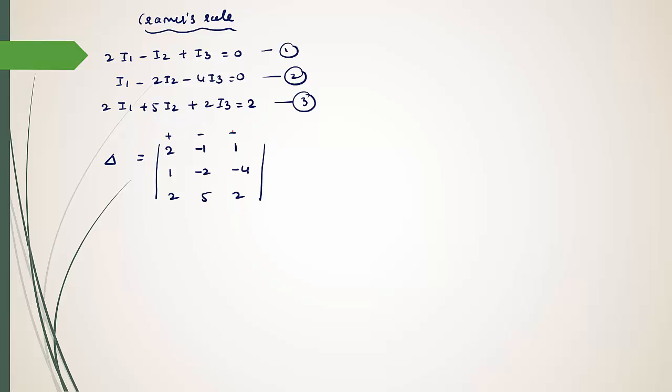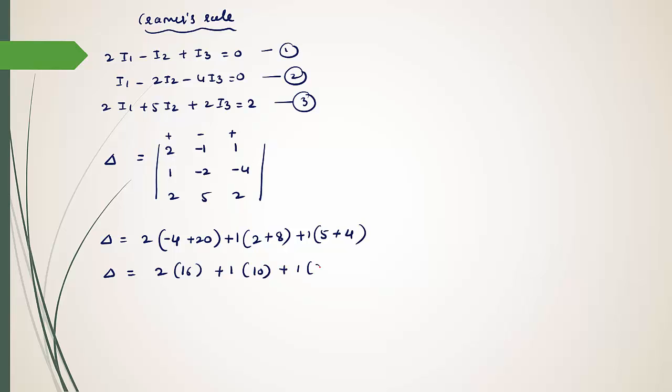So plus, minus, plus. Delta equal to, first we take 2: 2 into 2, 2s are 4, minus 4. 5 4s are 20, minus into minus will be plus 20. Then minus into minus will be plus 1. Now we consider these 2 points: 2 1s are 2, minus into minus will be plus, 4 2s are 8. Then plus 1, remaining is 5 1s are 5, minus into minus will be plus, 2 2s are 4. So delta equal to 2 into 16 plus 1 into 10 plus 1 into 9. So we got the determinant as 51. This is the value of the determinant.